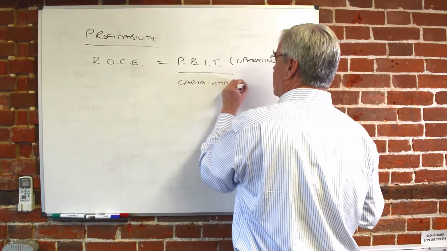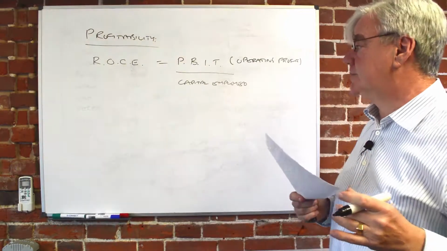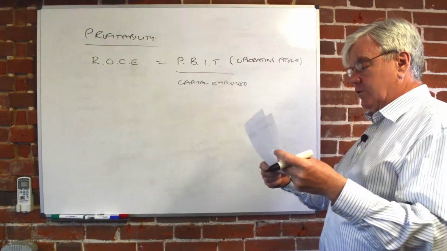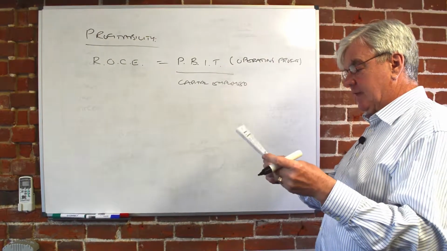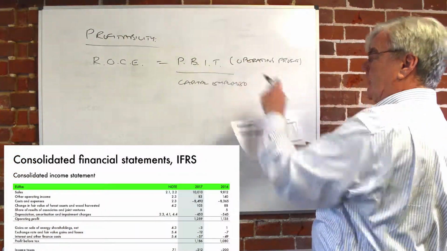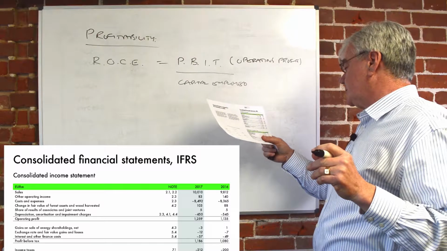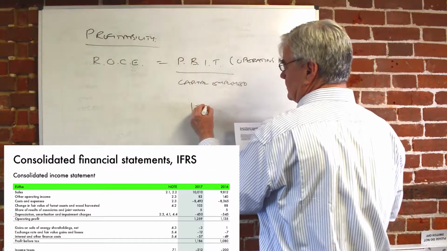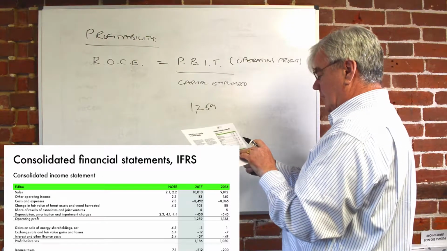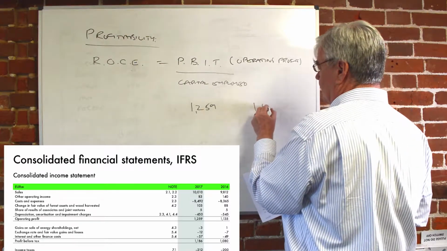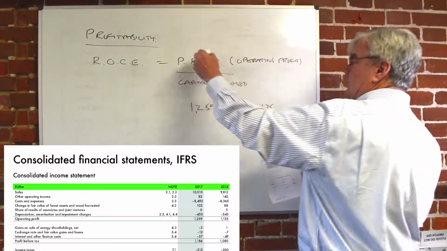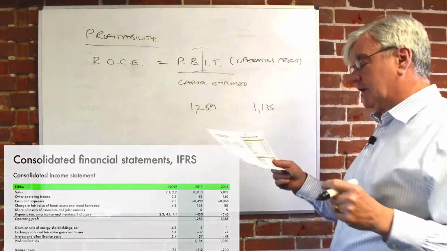Okay, now this one's just going to take a little minute to explain because it's key and it's slightly more complicated. If we first of all go back to the consolidated income statement, they are kind enough to give us the figures for operating profit. And you can see 1259 is the operating profit for our year 2017, and then 1135 is the operating profit for 16. So that's easy, sorted. What about the capital employed?